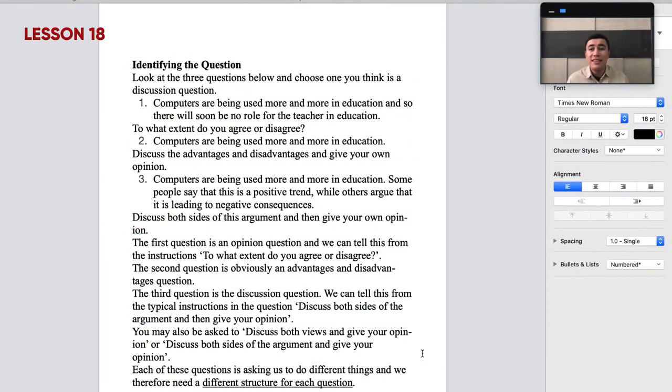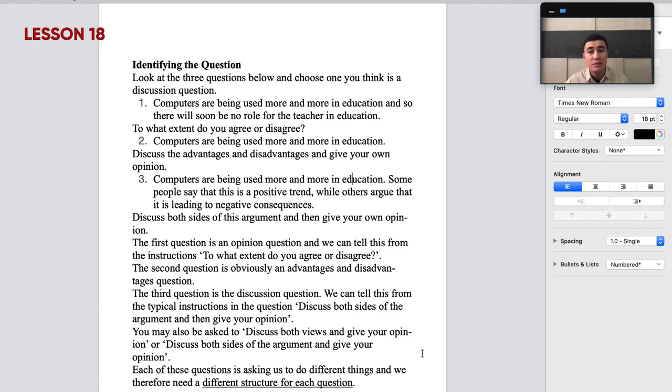Now guys, let's look at identifying the question. First of all, you should look at these three questions below and choose one you think is a discussion question. First, computers are being used more and more in education, and so there will soon be no role for the teacher in education. To what extent do you agree or disagree?